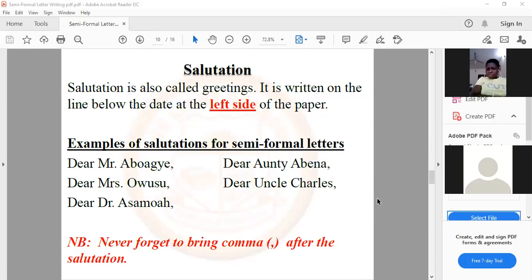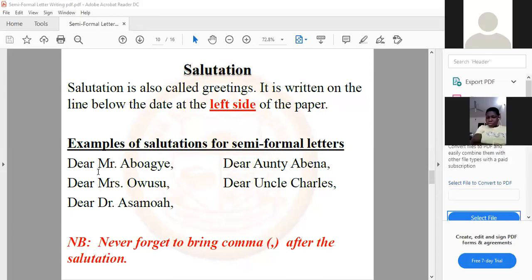You understand? So one more thing, don't forget to bring the comma. When I was going through your letters you wrote yesterday, I realized that somebody brought the comma after the dear. So dear, comma, Mr. So and so. No, the comma comes at the end of the salutation. So the person who did that, you know yourself. I don't want to mention your name. Make sure you do the right thing. So dear Mr. Abuaje, comma, dear Mrs. Owusu, comma. Don't forget the comma. It's very necessary.